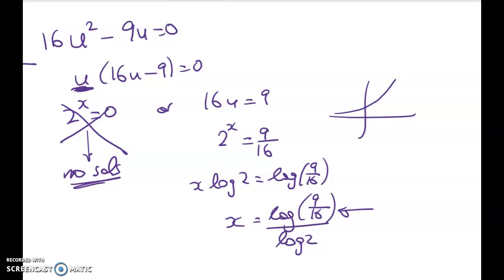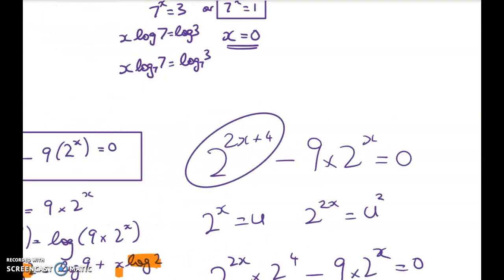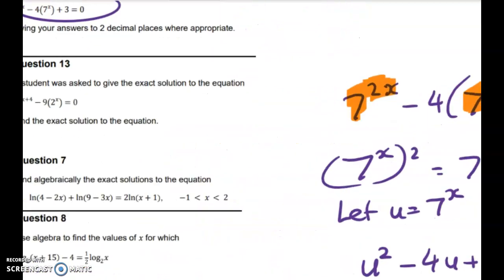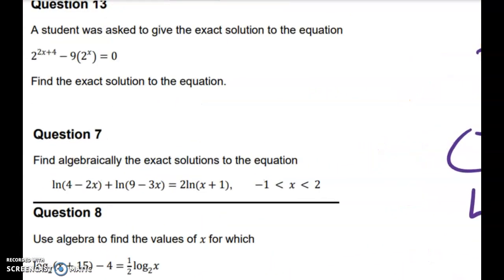I just want to quickly get through this last question. Where's it gone? Question, what one is it? Was it 7? Yeah, this one, question 7. So find algebraically the exact solutions to this equation. And there's a restriction on the domain. Now, the reason there's a restriction on the domain is that when we have a log or a natural log, any kind of log, we can't take the log of a negative number.